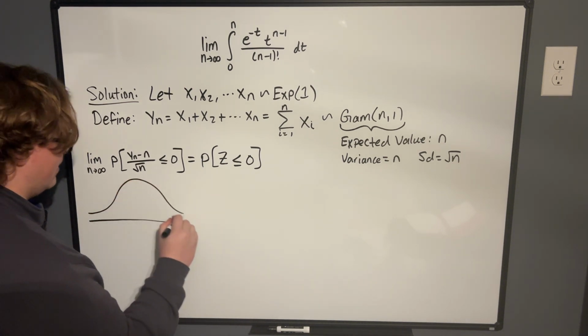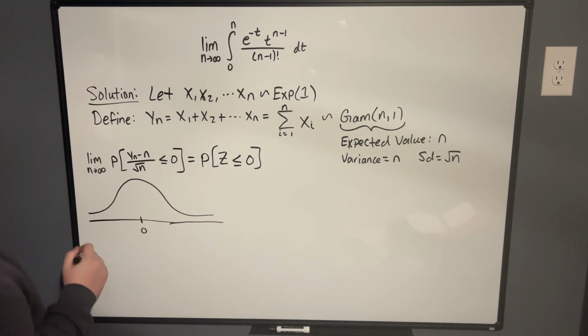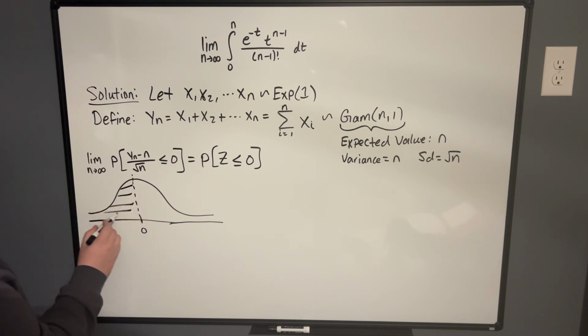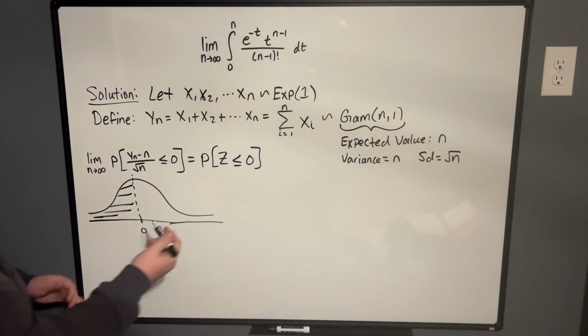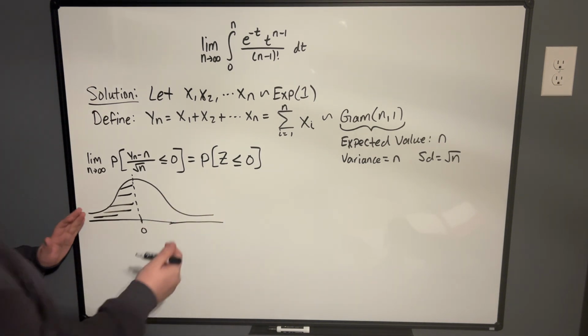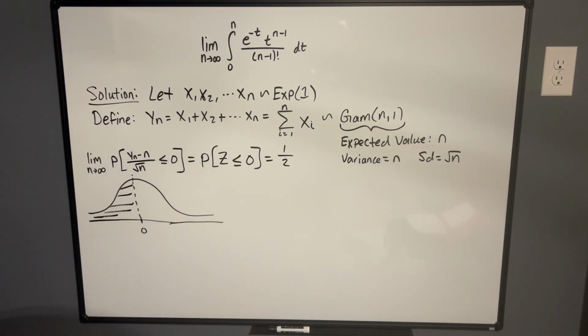We know that the standard normal distribution has this bell curve shape, and its mean is at 0. When we look at the area to the left, all of this area is 1/2 of the curve, because the standard normal distribution is symmetric about 0. So the probability that our z value is less than or equal to 0 is exactly 1/2. Now we have a guess of what this integral can evaluate to.